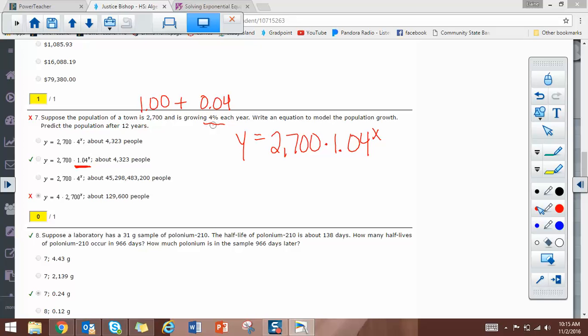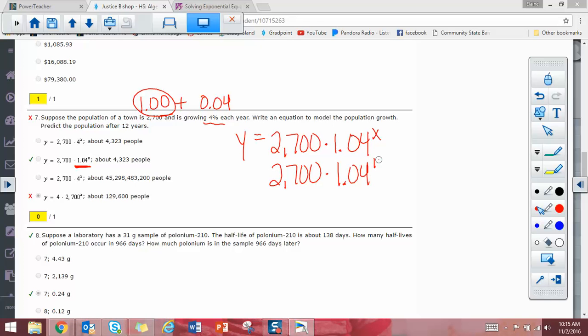So again, it grows by 4% every year, but you also have to take into account that there were people there to start with, the 100% or the 1, if we change 100% to a decimal. So the 1.04. Now if you plug a 12 in, because it asks after 12 years, in your calculator you would do 1.04. You can use that little caret in your calculator, 1.04, and then you push the caret button to the 12th power, and then you multiply that by 2700, and you get 4,323 if you round up.